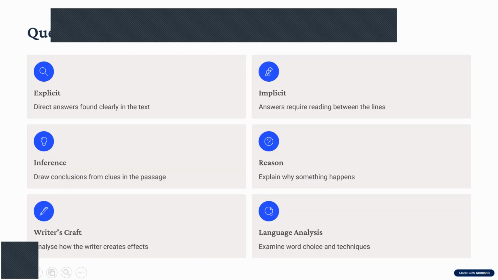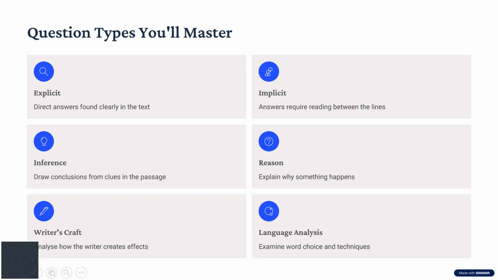Let's move on. As I said, the very first step in order to understand your comprehension is to understand the types of questions you might come across.